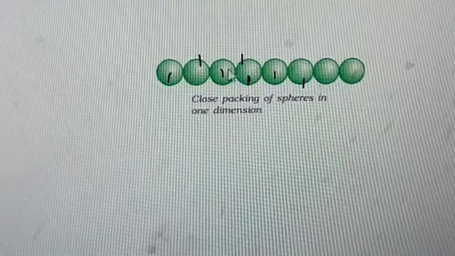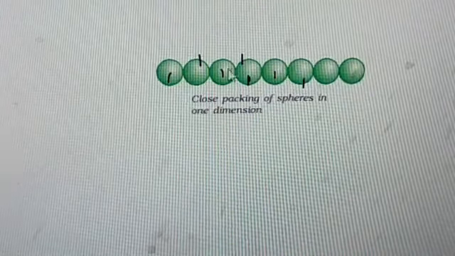Okay, AA type of arrangement. We can also call this packing square close packing in 2 dimensions. Why can we call it square? If we join the centers of the neighboring spheres, we get a square. See here, this is a square which is formed here.